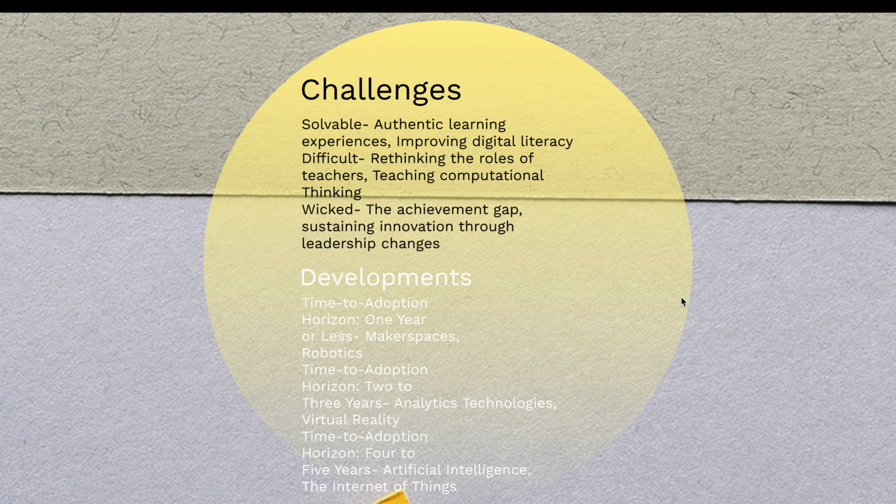Developments. These are the goals for K through 12 education. Within 1 year or less, they want to incorporate makerspaces, which is a community-operated workspace in which students share similar and common interests in specific subjects, as well as incorporating robotics, which is usually in the form of a robotics club in which students make robots and compete in competitions against students from other schools.